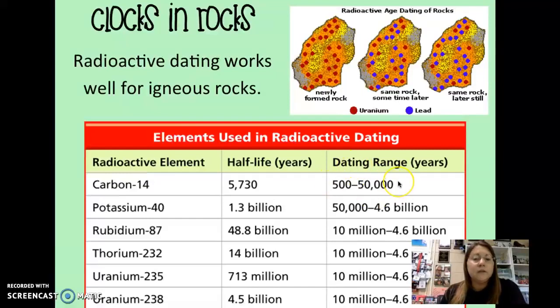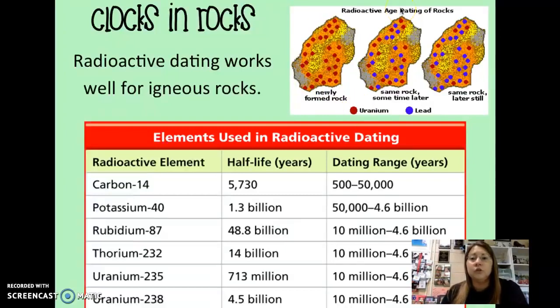Carbon-14 is going to be used for dating materials that are between 500 and 50,000 years old. So here's another example just to give you a visual. Here's a rock. It contains the element uranium and the element lead. In this one we have 100% uranium, as indicated by the key.